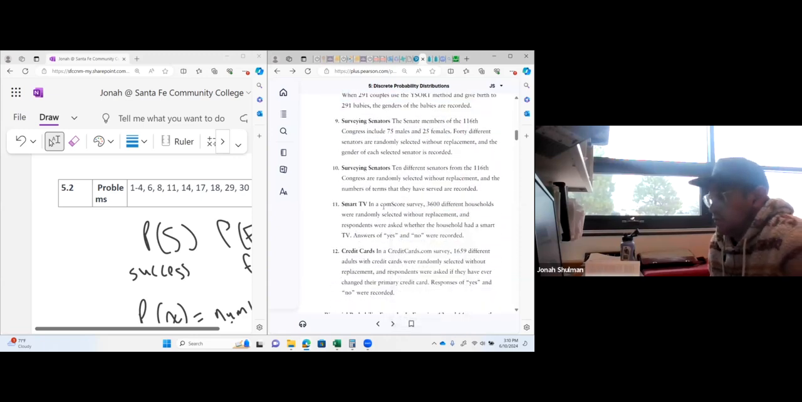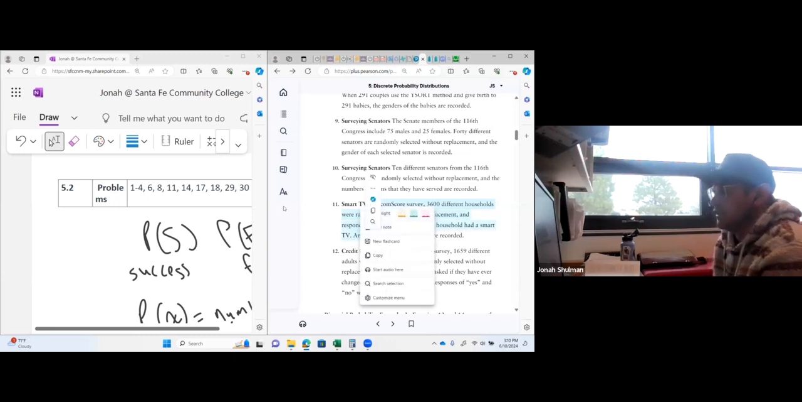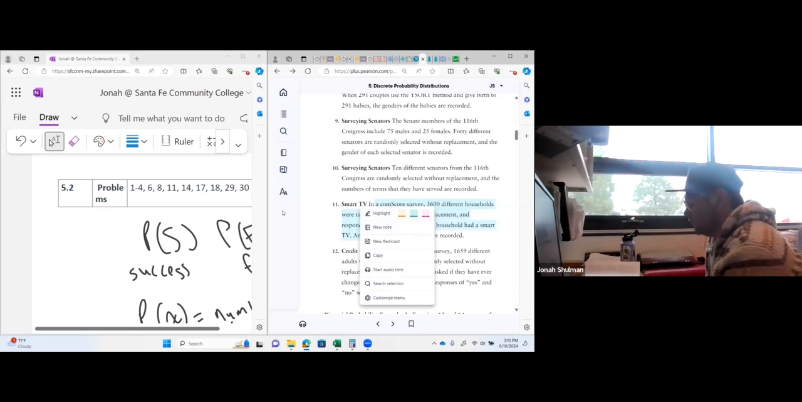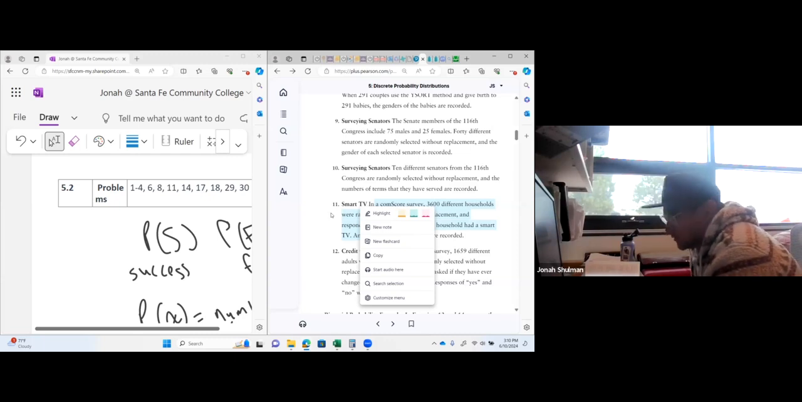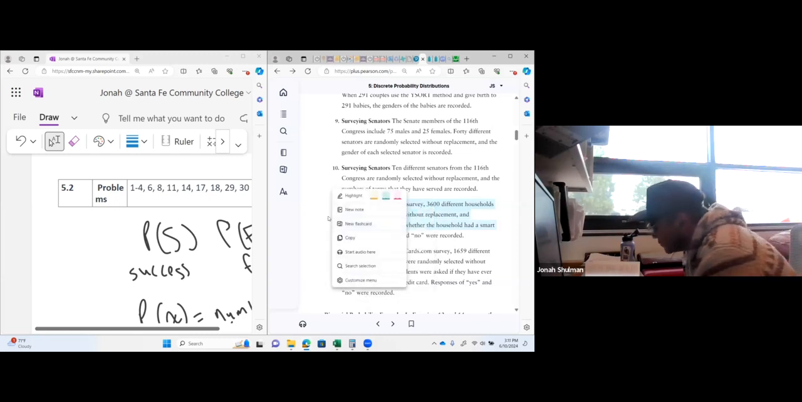Let's look at 11. In a ComScore survey, 3,600 households were randomly selected without replacement. Without replacement. Okay. And we're asked whether the house has a smart TV. So the answers are yes or no with a smart TV. All right. I'm going to look it up, make sure we're right for the last ones.